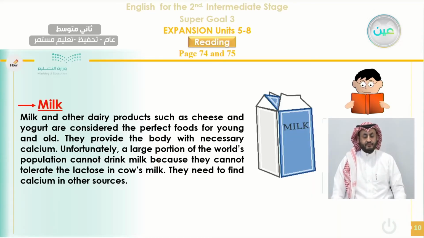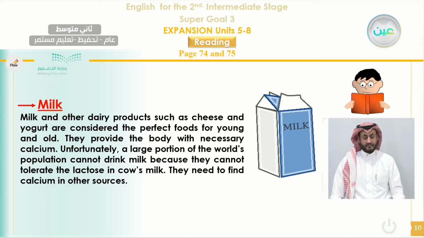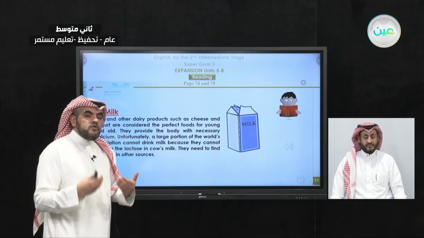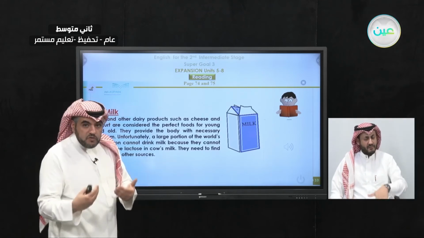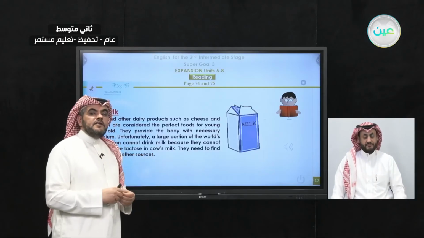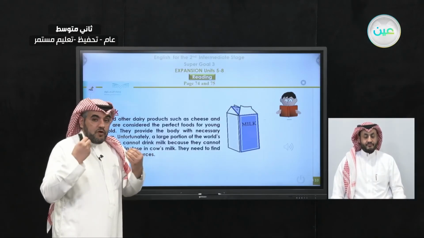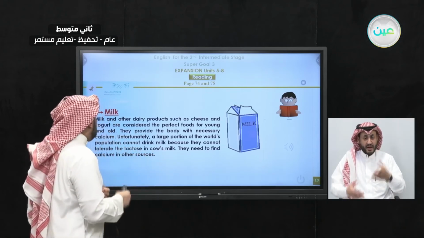Milk and other dairy products. We talk about milk and other kinds of dairy products that are produced from milk. Like what? Like cheese and yogurt. They are considered the perfect foods for young and old. So milk and dairy products are good for our bodies, not only for young people, but also for old people. Okay, they provide the body with necessary calcium. So the most important thing we can find in milk is calcium. It's good for our bones, it's good for our teeth, and it's good for our health in general.